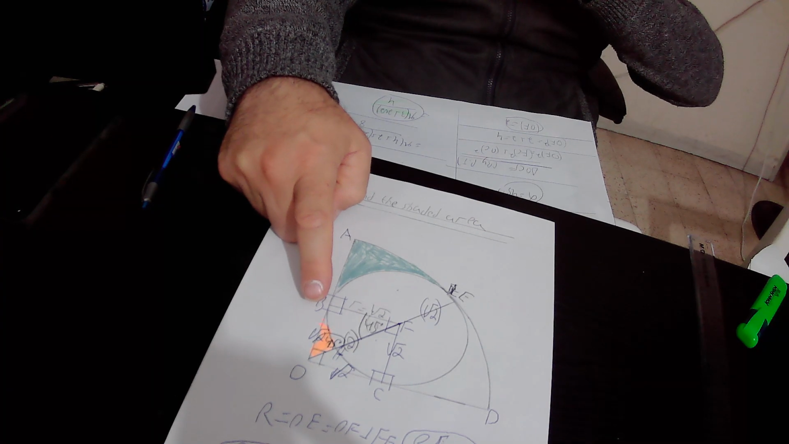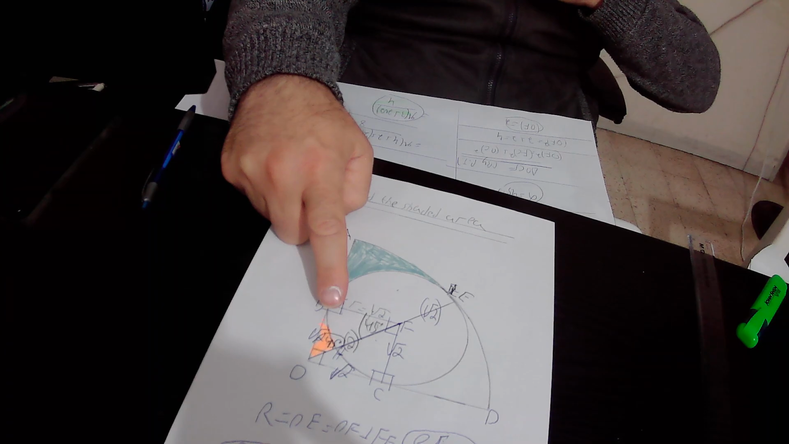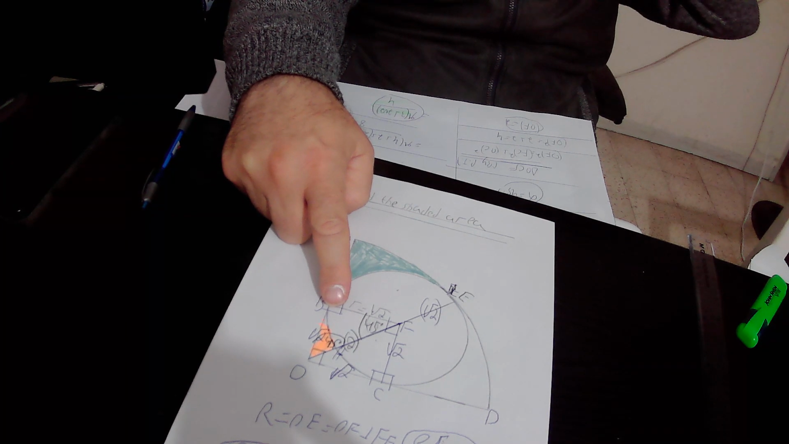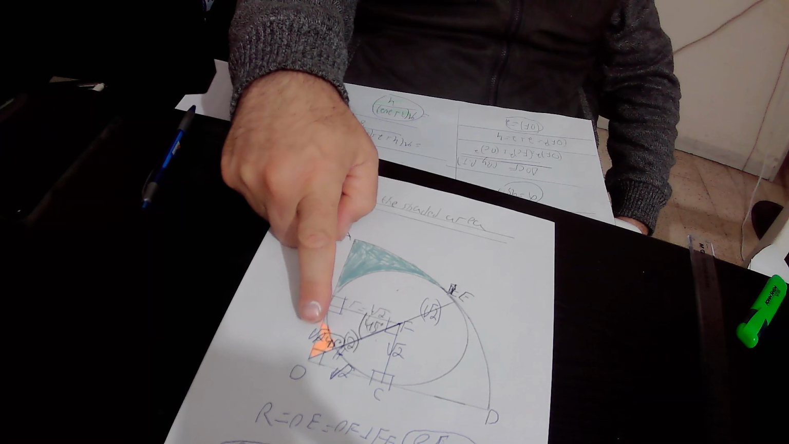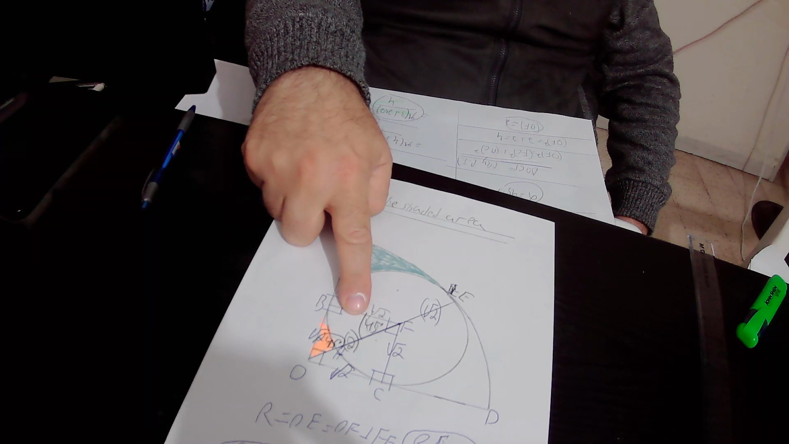So in conclusion, we found out that OF squared equals 2 plus 2, that is 4. Then we took the square root of this equation and finally found out that OF equals the square root of 4, that is 2. So therefore OF is equal to 2 units.